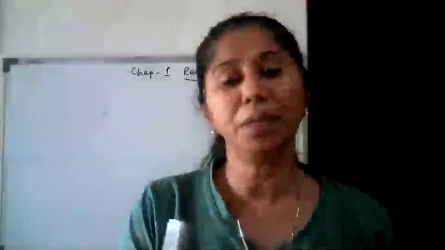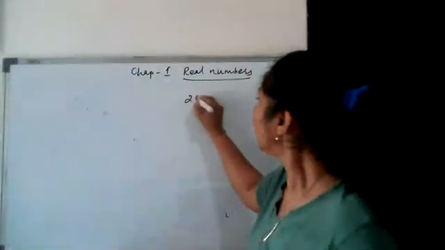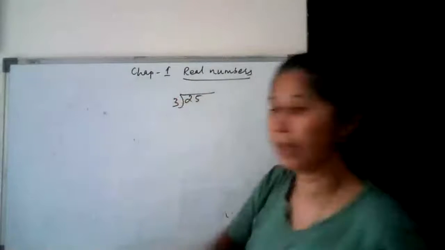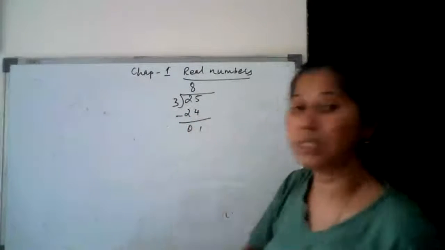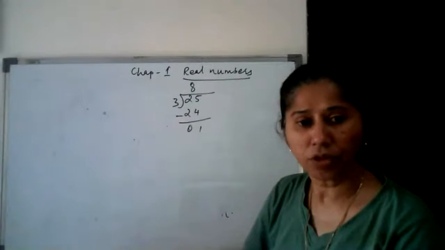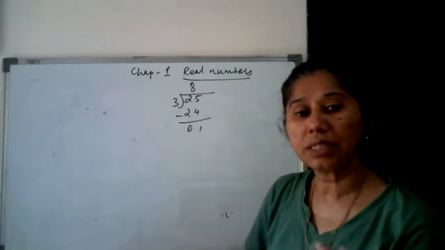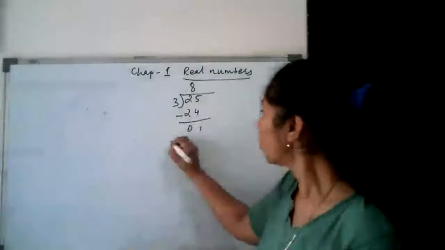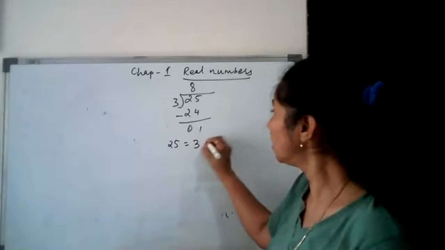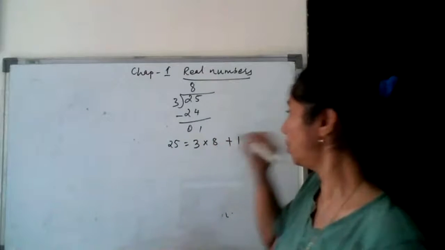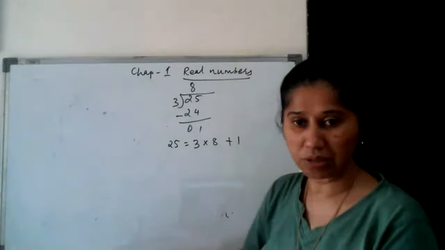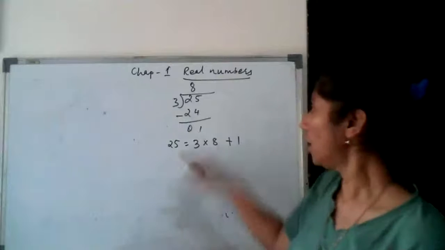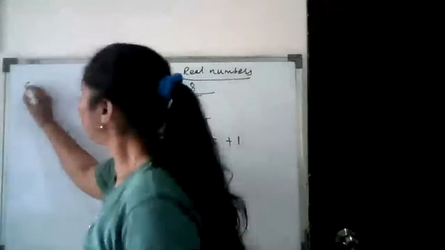ठीक है? तो डिवीजन में आपने क्या सीखा था एकदम छोटी क्लास में जाए तो what did you learn? That suppose I divide 25 by 3, okay, and 3 8s are 24, and the division ends here, isn't it? So you're familiar with this concept. And how did you learn this in class 5? You learned the concept that 25 would be written as divisor into quotient plus remainder. I mean, dividend is equal to divisor into quotient plus remainder. You learned this concept. Okay, so this is what we generalize here in the form of Euclid's division lemma.